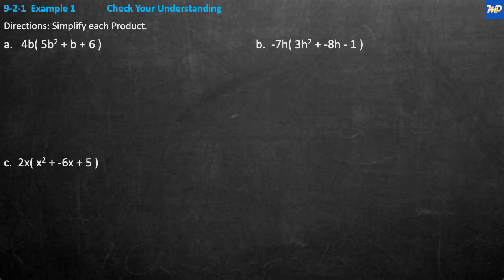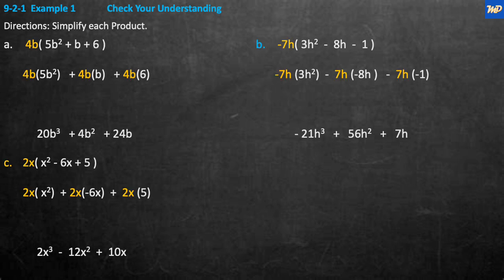Come on back and we'll take care of it. We'll look at them. Okay, Example 1. Now that you've had time to go over these, let's simplify each product. So what does it ask us to do? Multiply this trinomial, the first one right here, by this monomial.